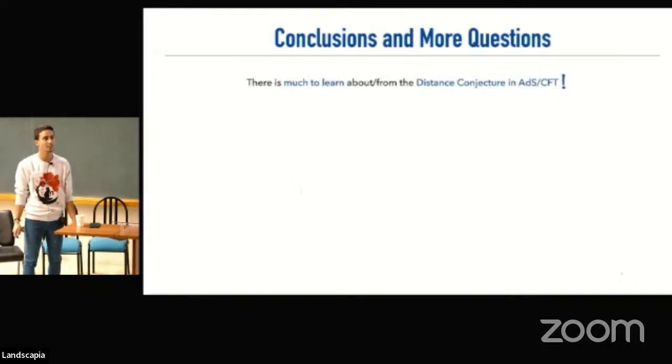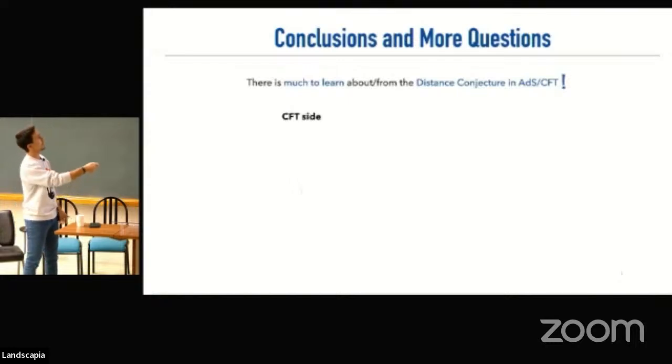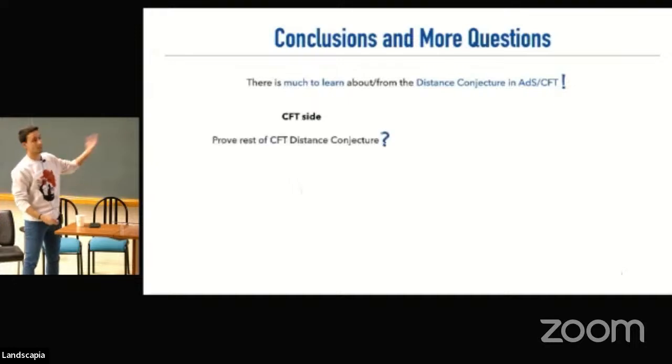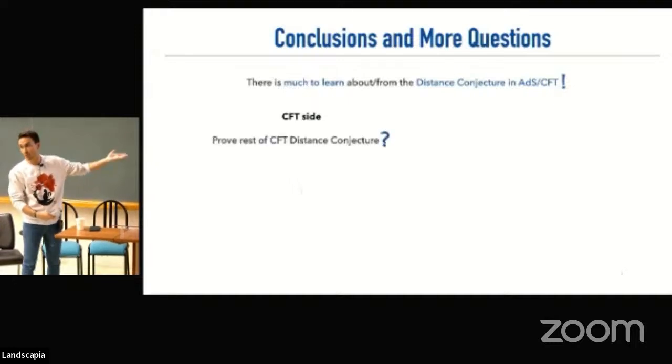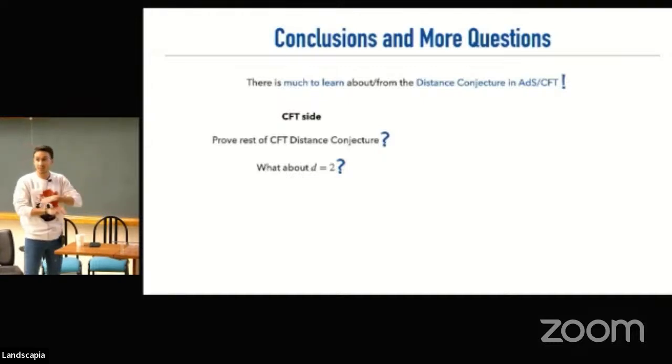So to finish with some conclusions, let me just say that there is much to learn about the distance conjecture in AdS/CFT. This is a very interesting direction, not only about it, but also from it. For instance, on the CFT side, one would say, what about the rest of the CFT? What about B = 2? I didn't say anything about B = 2. It is very different, but one can try also to understand it.